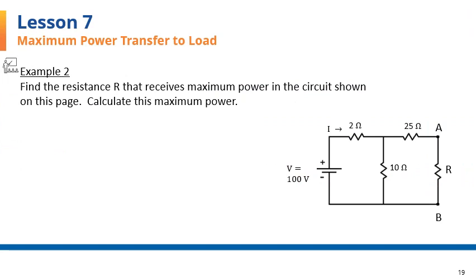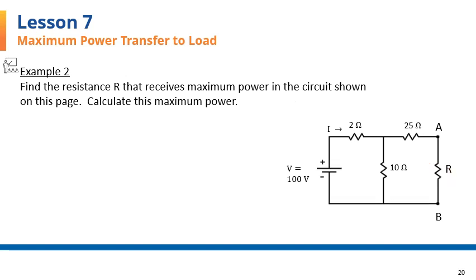I will now continue the lesson with example 2. Here we are asked to find the value of the load R that maximizes the power delivered to it from the circuit. One way of solving this problem is to remove R from the circuit, find the equivalent Thevenin circuit of the remaining circuit, and set R equal to the Thevenin equivalent resistance. Thevenin theorem is the subject of lesson 5, which you can review if you need to.